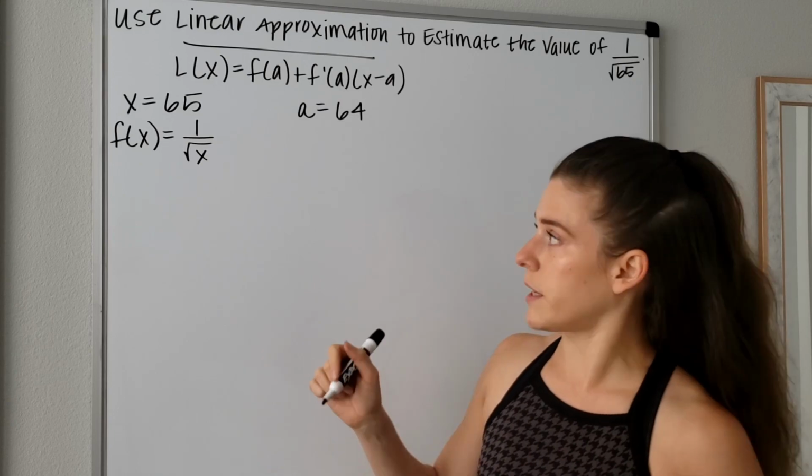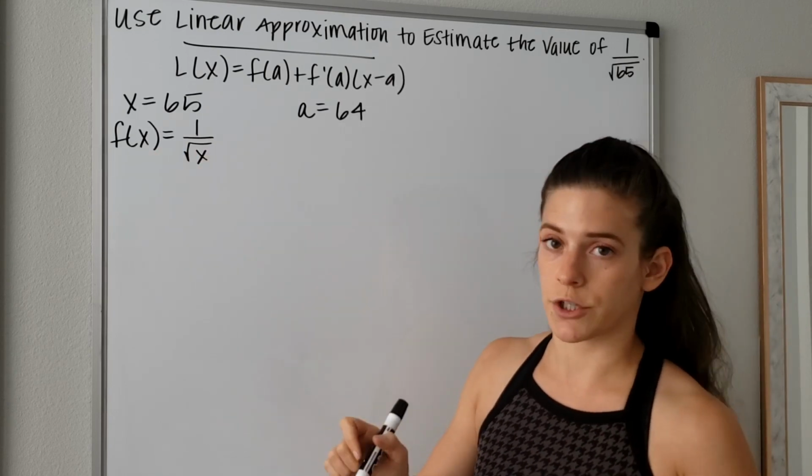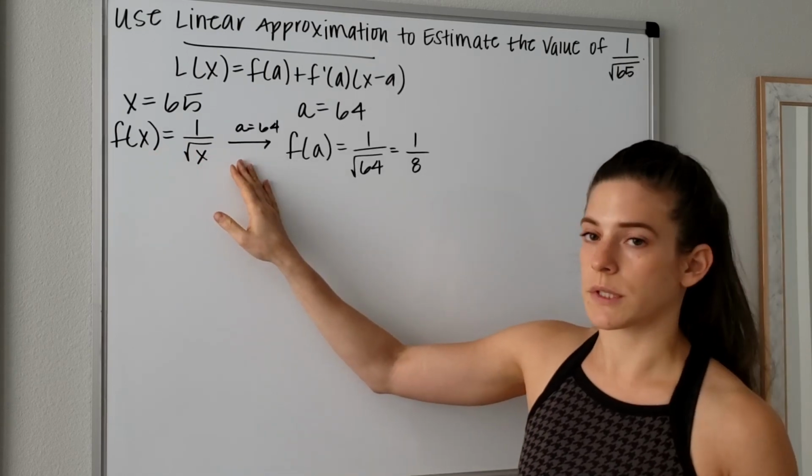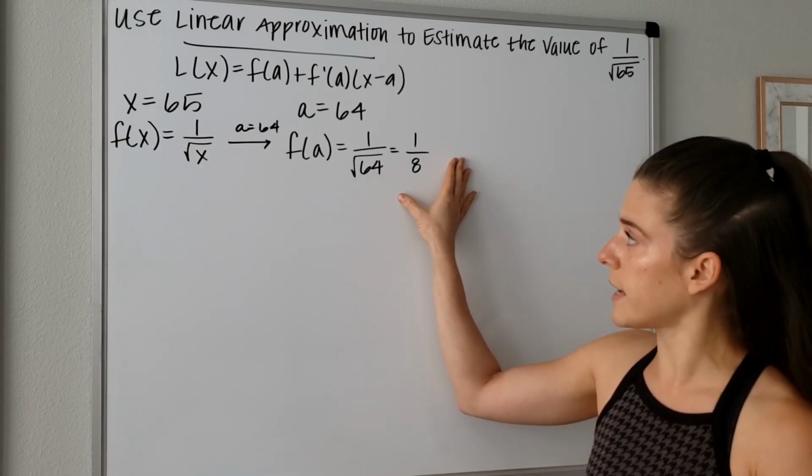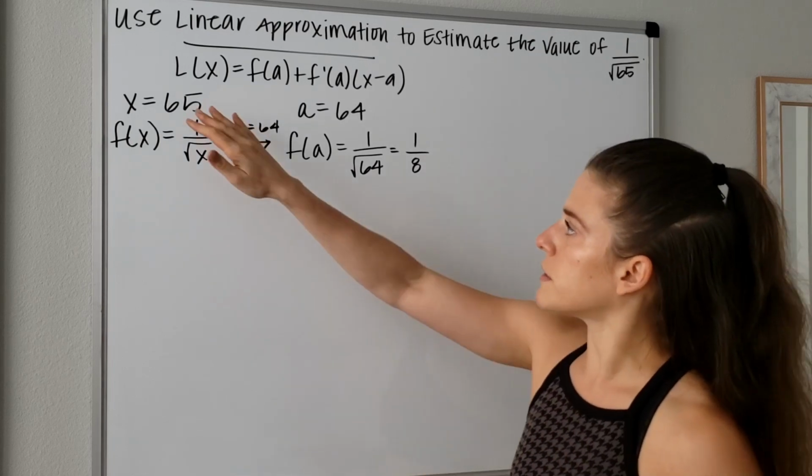So speaking of, let's go ahead and plug that a into our function to get f of a. Plugging in a equals 64 into our f of x gives us an f of a of 1 over 8. So far we've just been doing algebra in this problem.